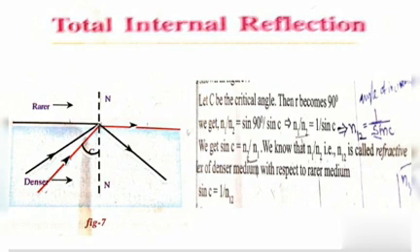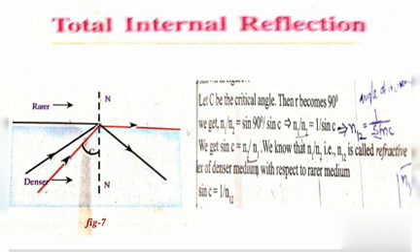Mark one line as NN, which is normal to another line, and mark the other line as MM. So here we have drawn two lines from the middle of the paper: one vertical line and one horizontal line. Mark NN for the vertical line and MM for the horizontal line.